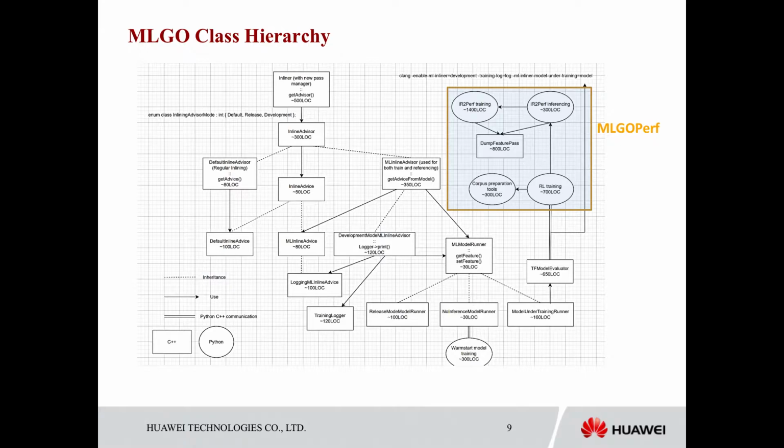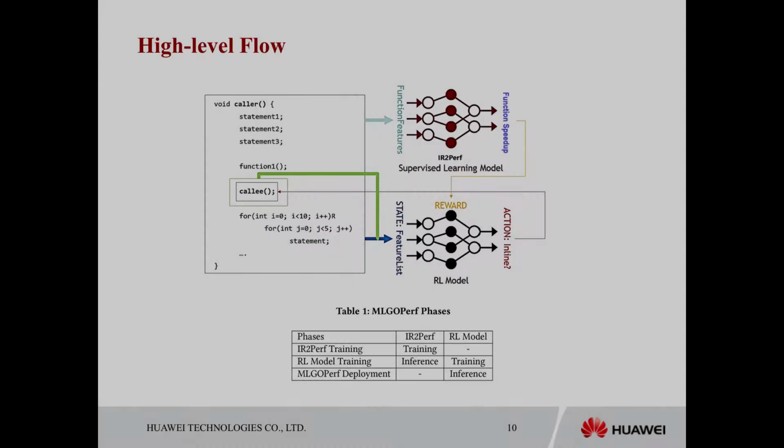What MLGOPerf added here was another analysis pass to generate features for both our RL side and our IR2Perf side, along with the corpus, or training data, we use. Then we extend this model so that on the development side, we use MLGOPerf inference to generate rewards for the RL model. I know the details are too much. I'm not going to go into them, but feel free to have a look at the MLGO paper, or if you need more help, just email me.